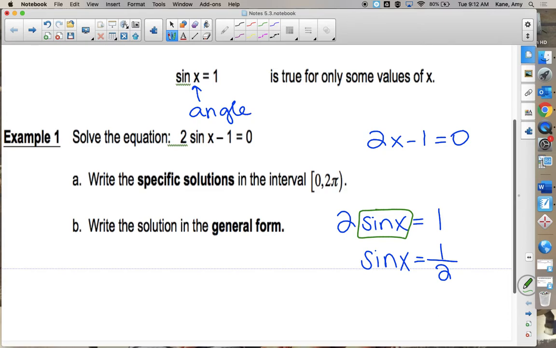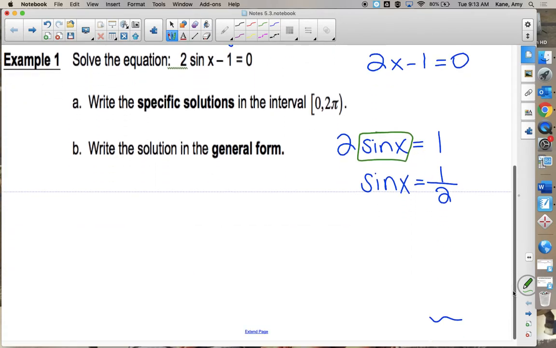So now I have the sine of x is equal to 1/2. That's as far as we're going to go by isolating the variable, because now we're going to refer to the unit circle. So the sine is by itself, the variable is attached to it. So we're thinking about the sine of an angle that is equal to 1/2.